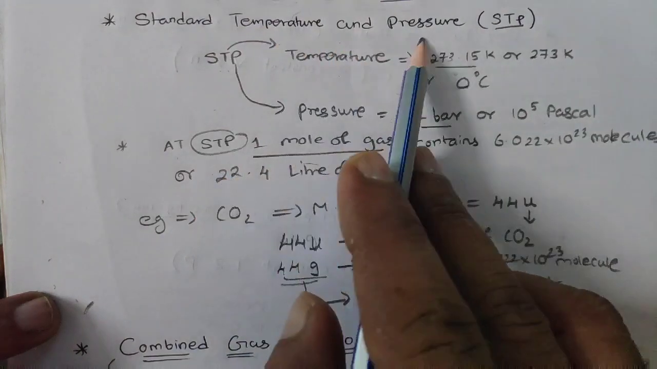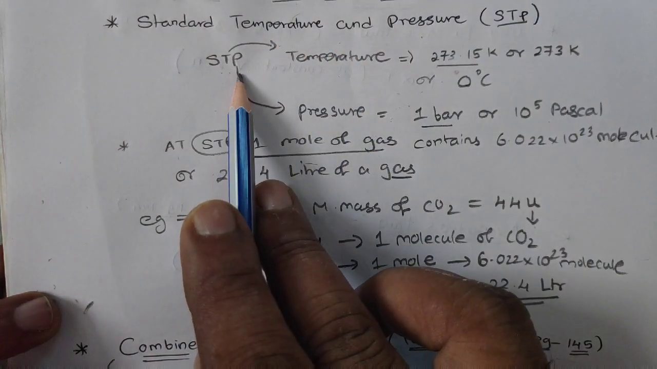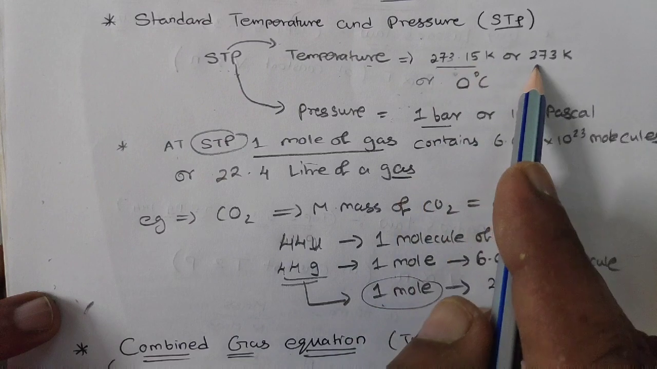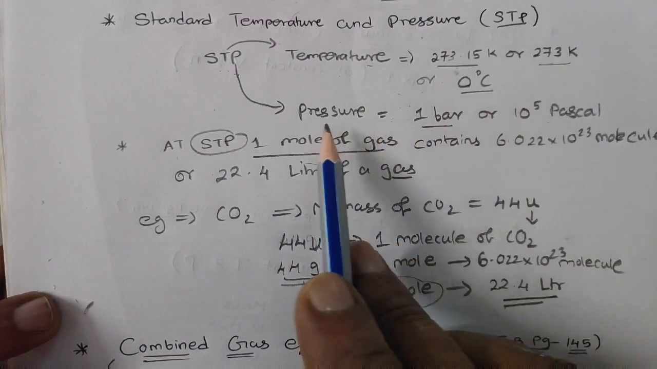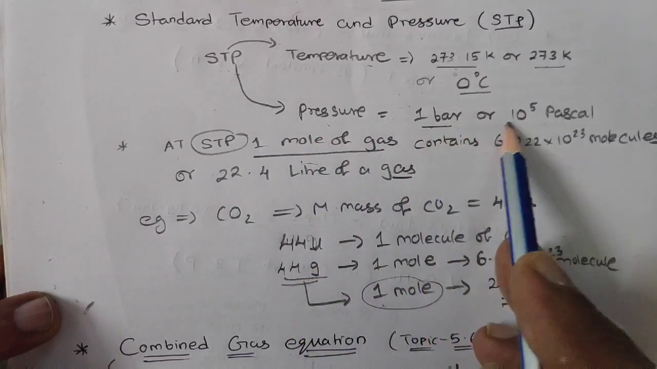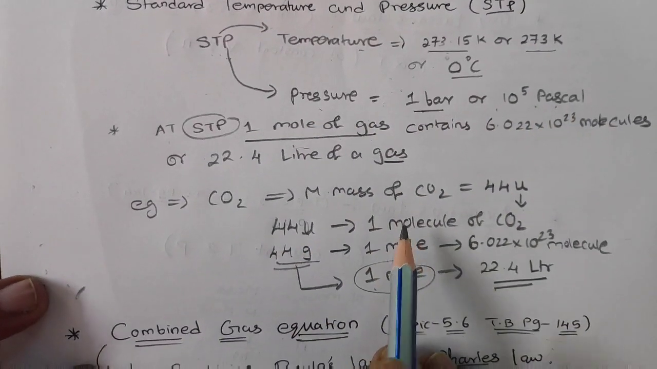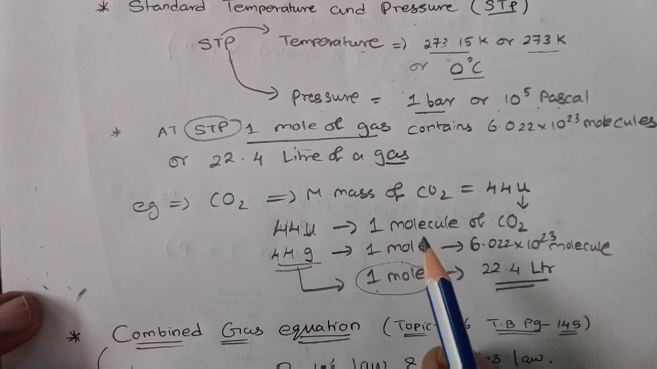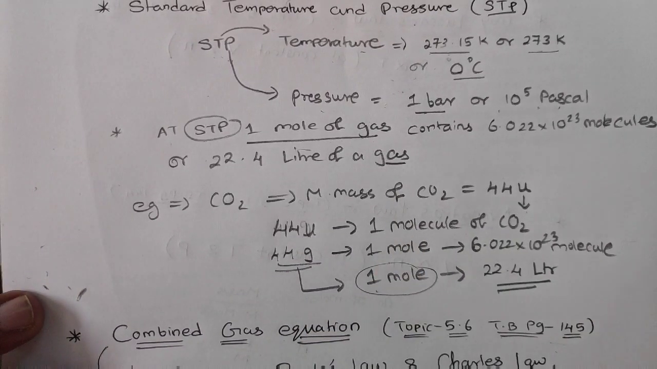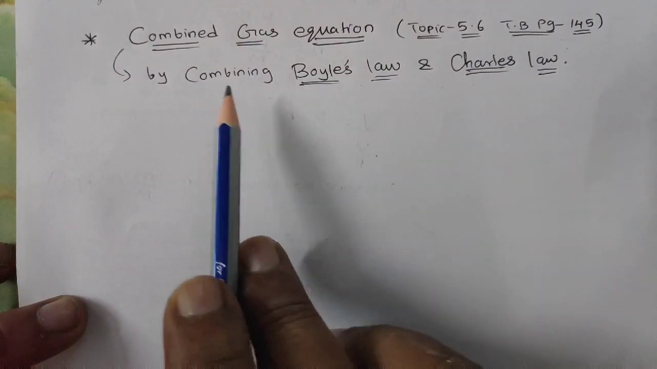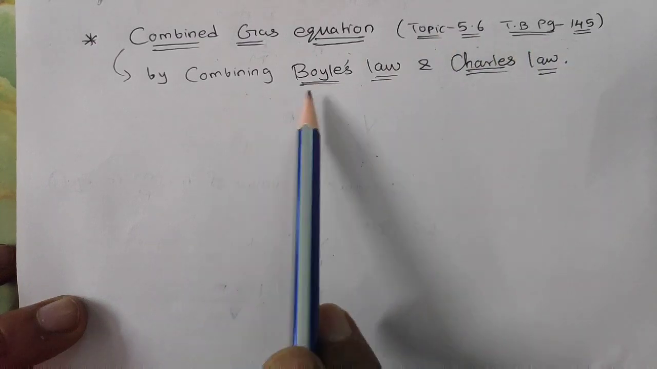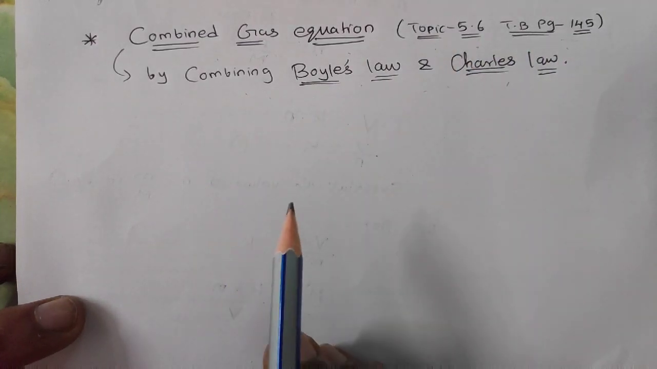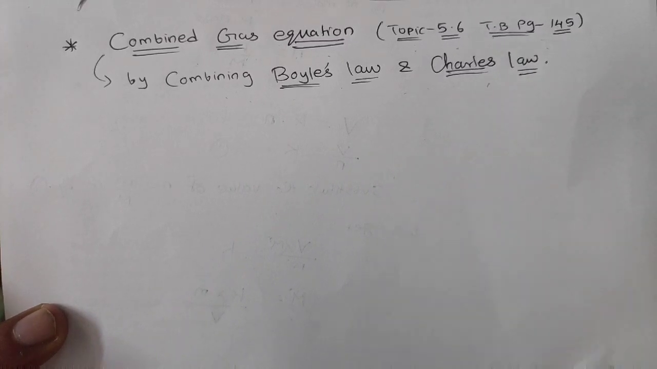So what is standard temperature and pressure? For standard temperature we take 273.15, or for our convenience 0 degree Celsius, in Kelvin what we say, and pressure 1 bar or 10 raised to 5 Pascal. So this is the example we have seen for standard temperature and pressure. Now the next part is the combined gas equation, what I said already, topic in textbook page, by combining Boyle's law and Charles' law. First we will see the definition of this, and then we will go through how to derive this relation.